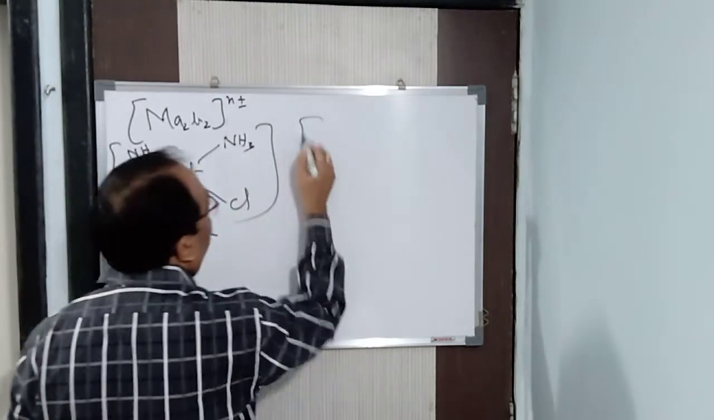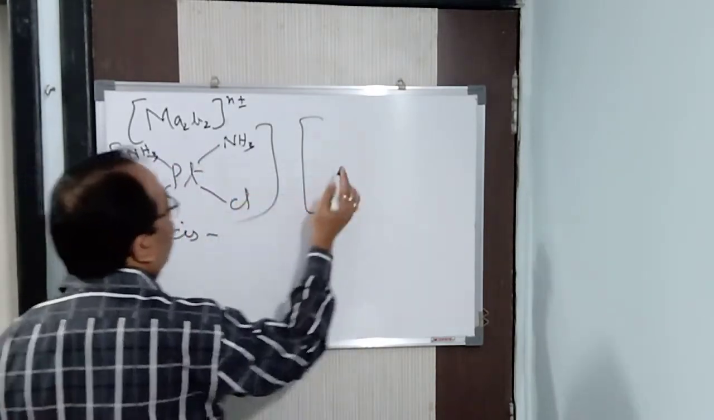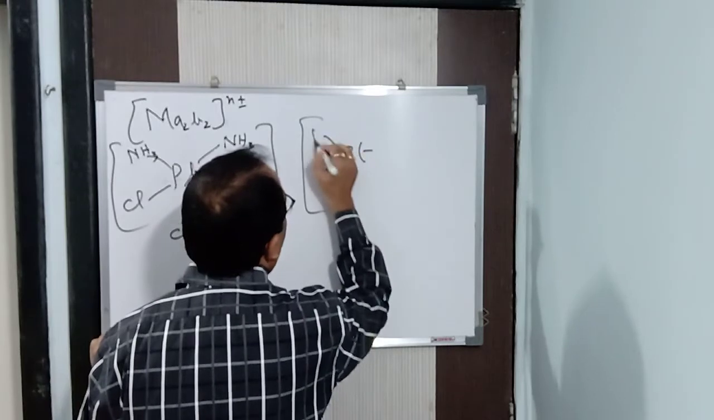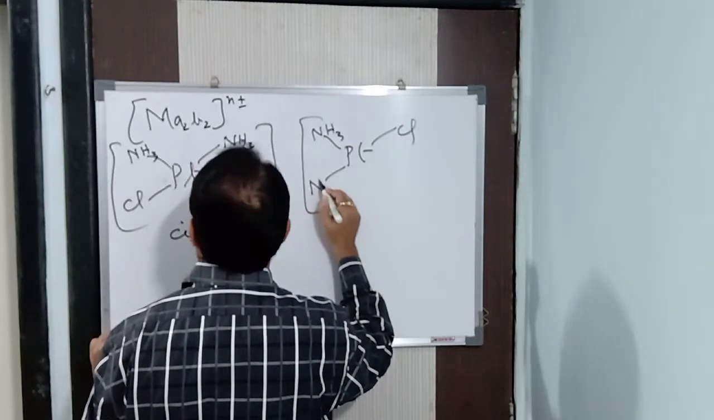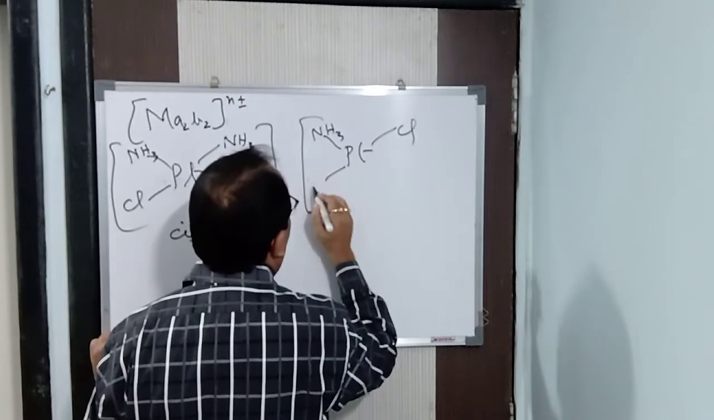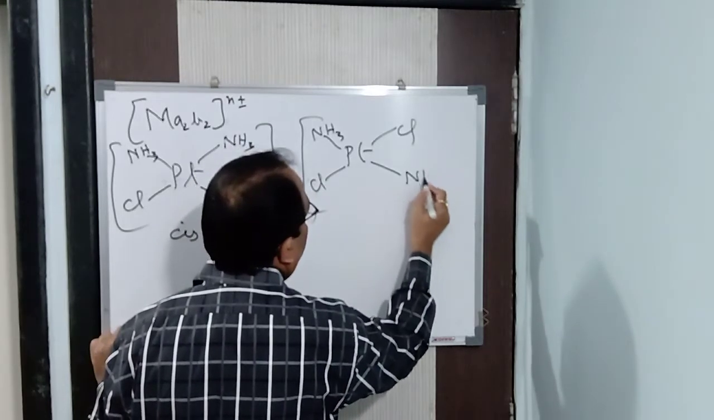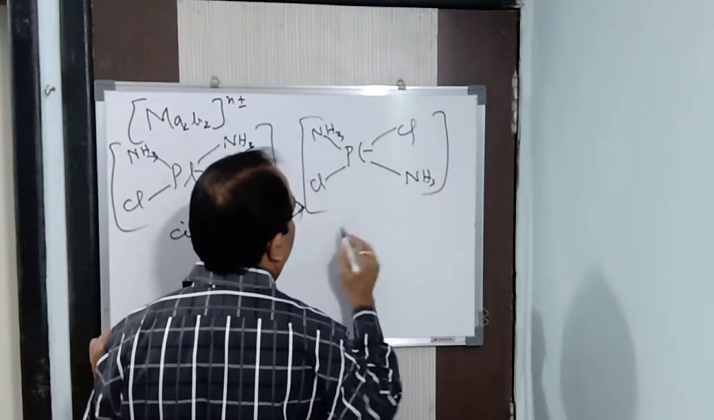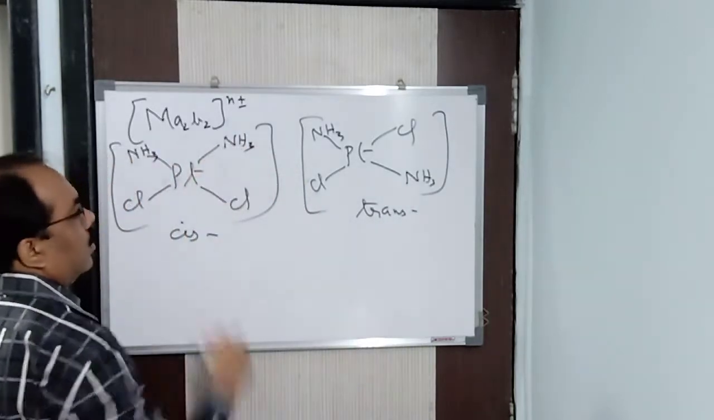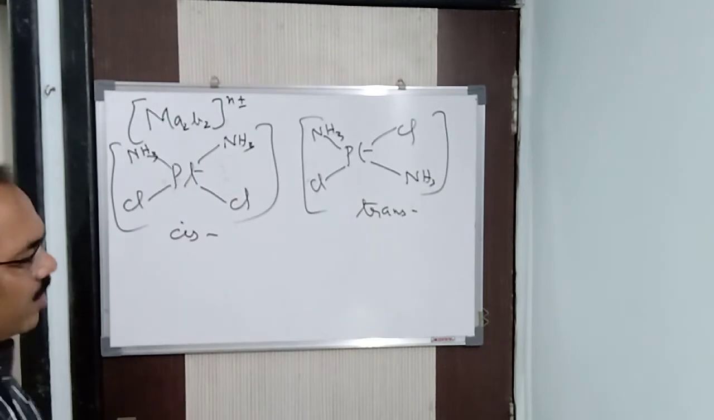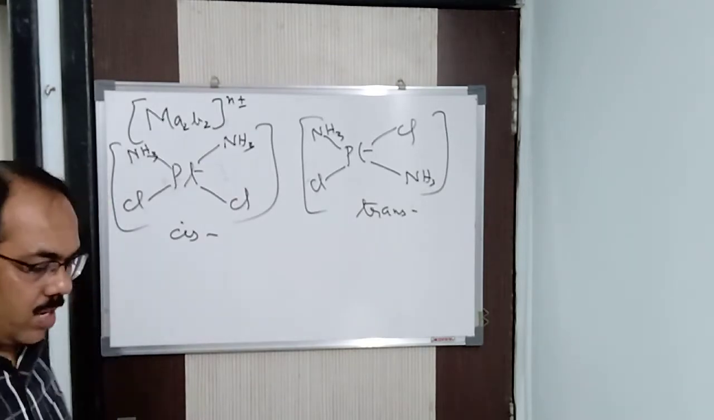Now in the case of trans, Pt here has NH3, here it will be Cl, here Cl, and here NH3. So what I have done is interchange it. In trans, I have interchanged these two. In this way, you have read in lower classes what is cis and what is trans, you know that.